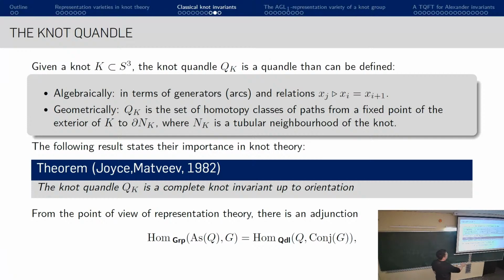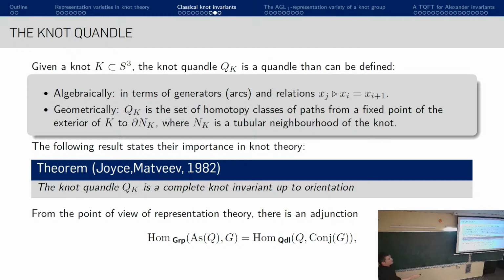And then if you have any quandle, you can build a group, which is called the associated quandle group. You pick the free group generated by those elements, and then you mod out, making conjugations equal to the quandle operation that you already have.